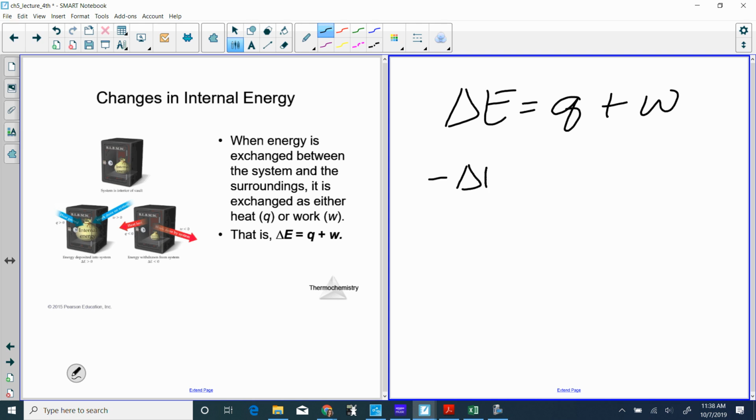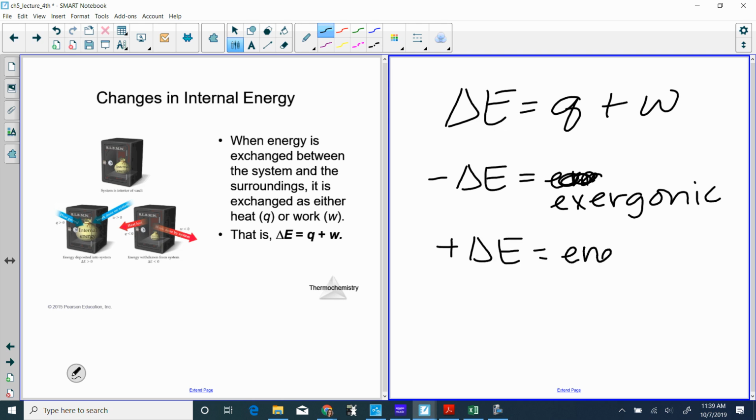If we have a negative delta E, we call that exergonic. It's like exothermic, but gonic means energy. If we end up with a positive delta E, that's endergonic. It's like endothermic, but endergonic. It's on the inside. It got colder.